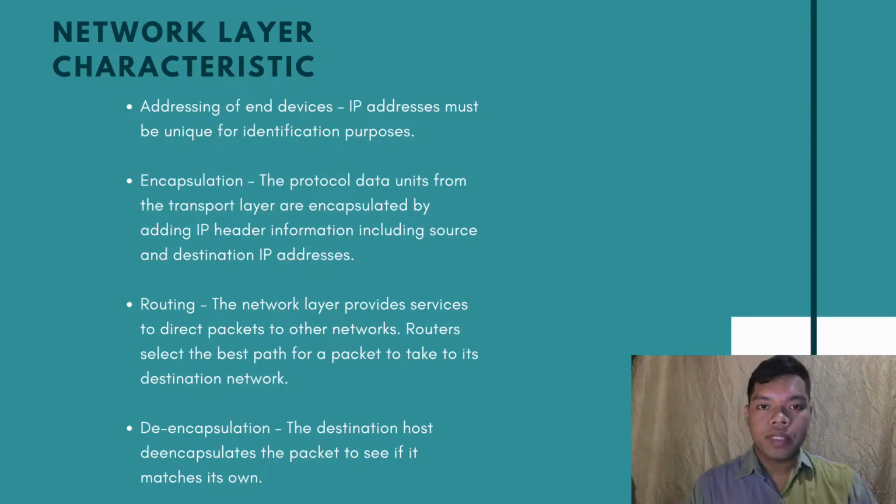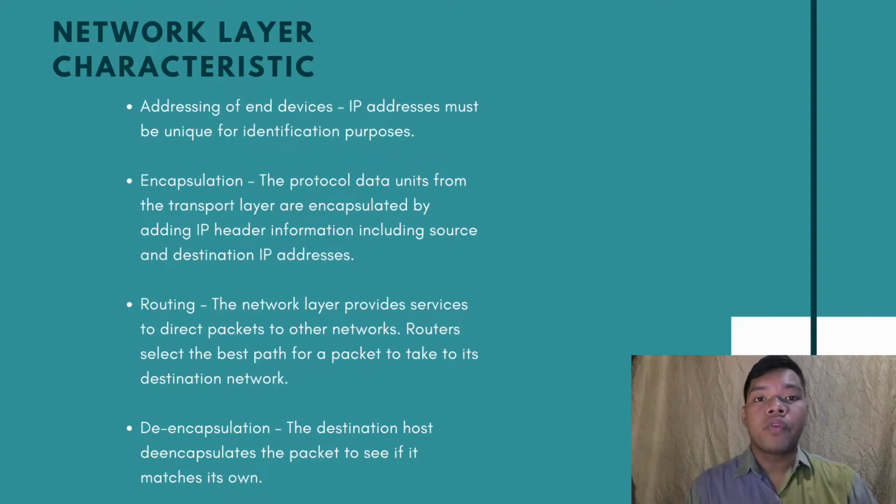Network layer characteristics. First, addressing end devices. IP addresses must be unique for identification purposes. Second, encapsulation. The protocol data units from the transport layer are encapsulated by adding IP header information including source and destination IP addresses. Third, routing.